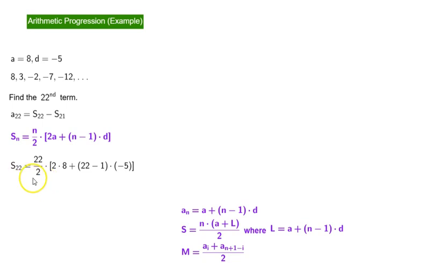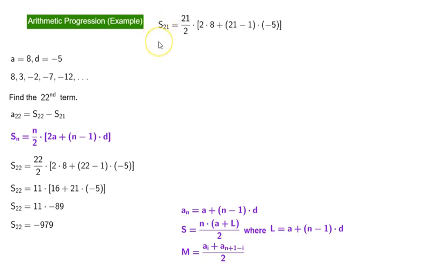Sum of the first 22 terms: 22 by 2 times (2 times 8 plus (22 minus 1) times minus 5). Simplifying that, we get 11 times (16 plus 21 times minus 5), which gives us 11 times minus 89, which gives us minus 979.